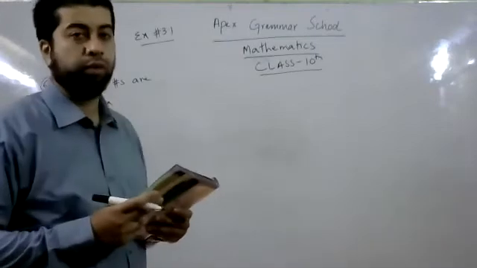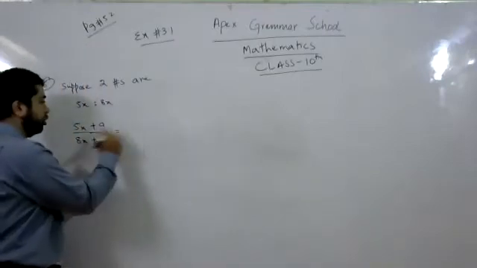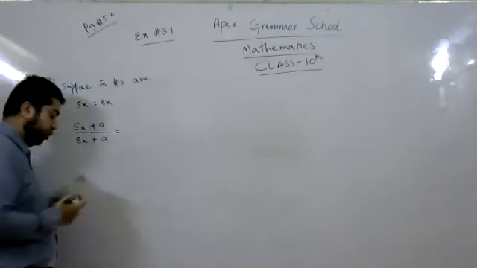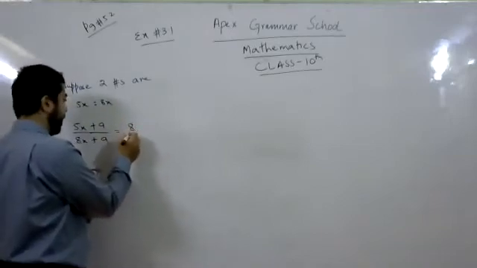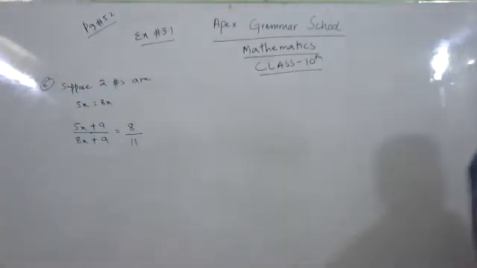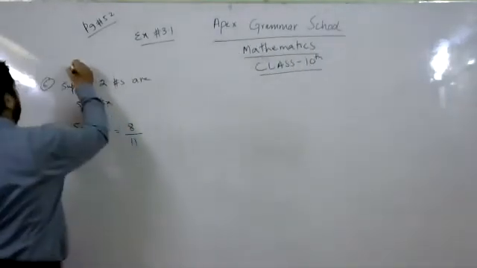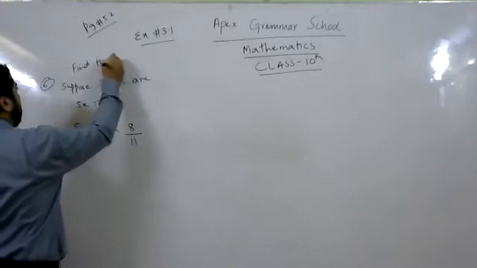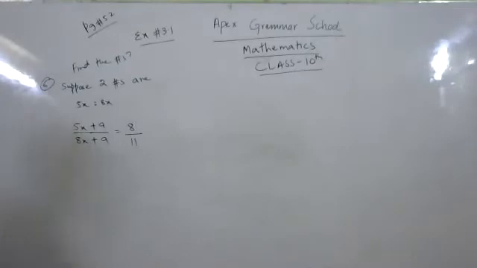We get a new ratio. After doing this, we will get a new ratio that is equal to 8 ratio 11, meaning 8 divided by 11. The question asks to find the numbers. So we need to find both of these numbers, whose division answer is 8 ratio 11.